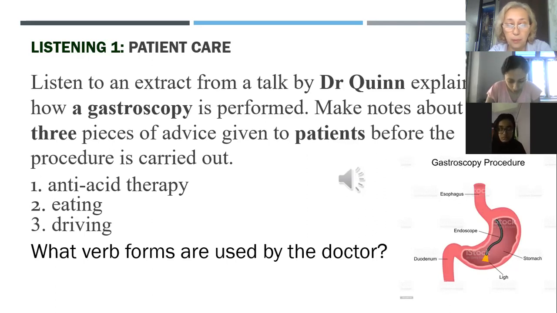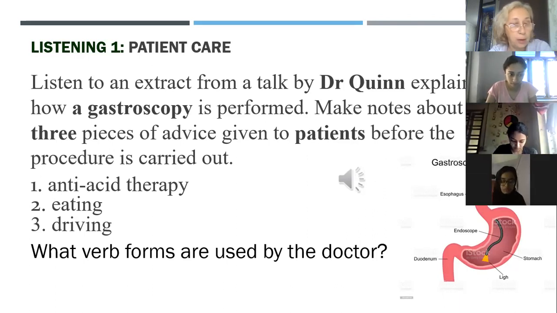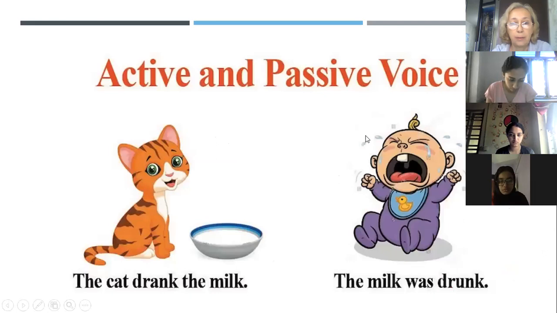How many hours before? Water is for 4 hours. 4 hours before. Okay, great. Well, and now about driving, let's listen to Ansila. Yes, ma'am. The patient is advised not to drive if the sedation is involved in the procedure. Exactly. Okay. And Listening 1.